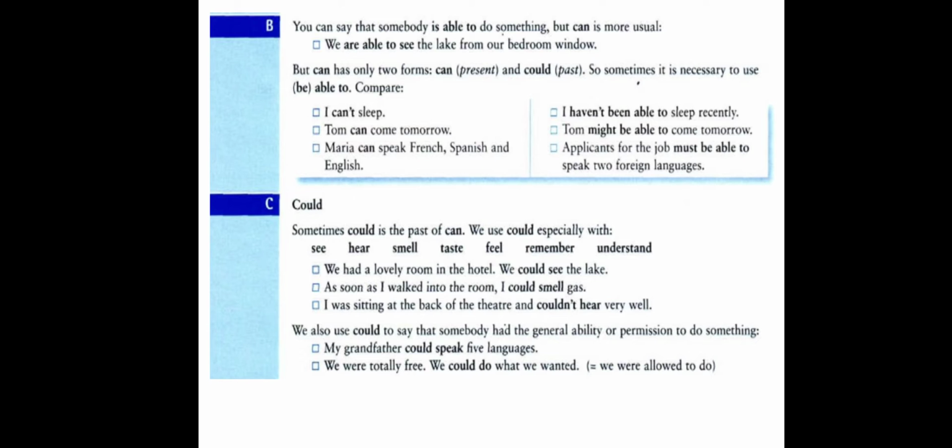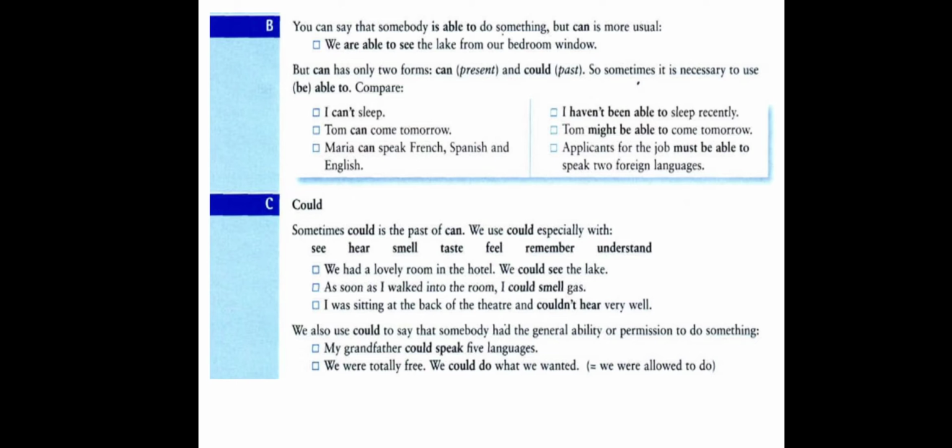Now we move to could. Could is the past of can as ability and permission. Sometimes could is the past of can, so we use could especially with see, hear, smell, taste, feel, remember, understand. And here we speak about stative verbs, so we use can with stative verbs. We don't use stative verbs directly here. We use can with stative verbs. And if the situation is in the past, we use could plus the base form of the stative verb.